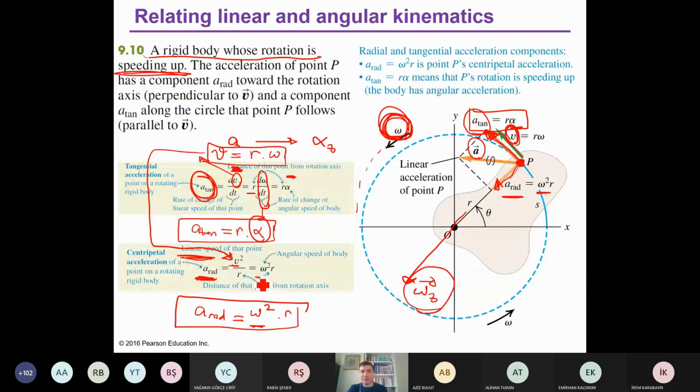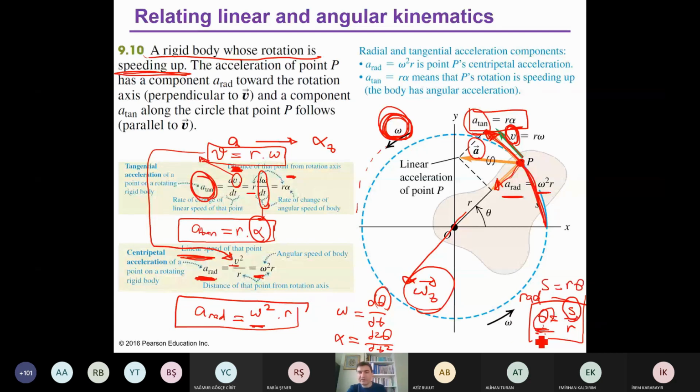So what about this angular speed? What about this angular acceleration? Both angular speed and angular acceleration are described with theta, right? This theta. What is theta? Angular coordinate. And what about theta? This theta is given with S over R, right? Or S is given with R times theta.